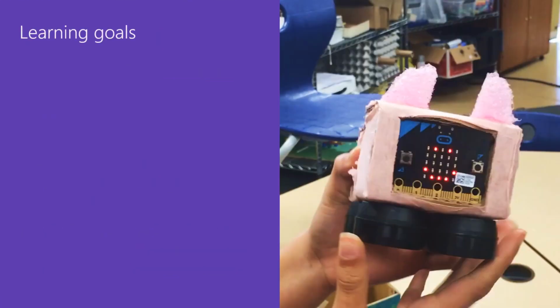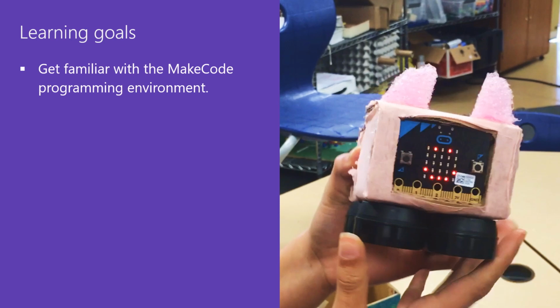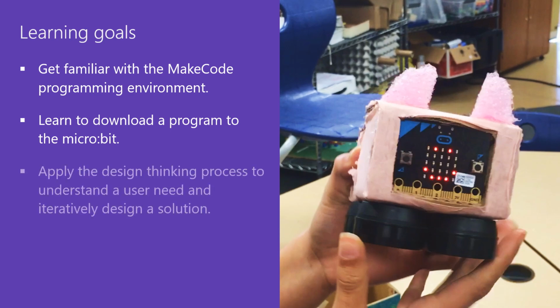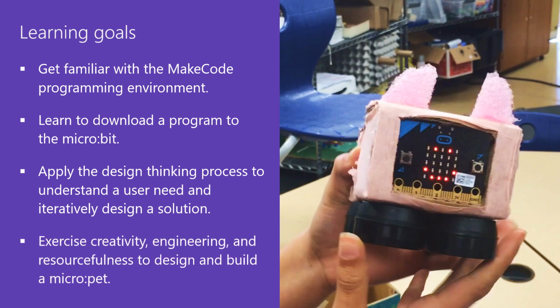During the unit, students will become familiar with the MakeCode programming environment, learn how to download a program from the computer to the microbit, apply the design thinking process to understand a user's need and design an optimal solution, in this case, a partner's ideal pet. And exercise creativity, engineering, and resourcefulness to build a micropet for their partner.